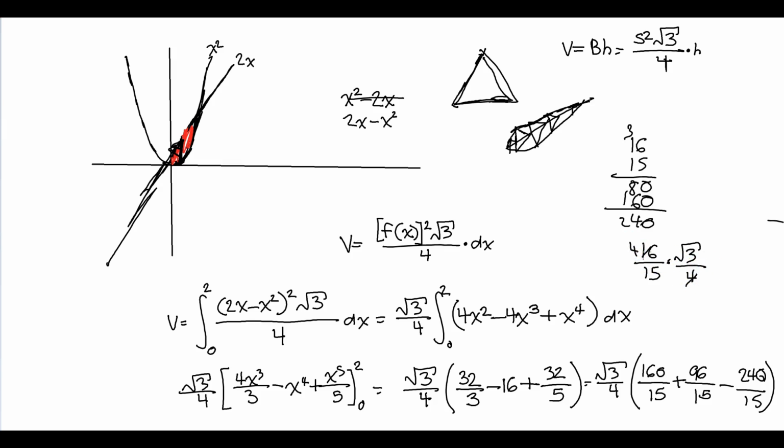So you have 16 over 15 times root 3 over 4, and you get our total volume as 4 root 3 over 15. And we're done. We just found the volume of this solid. So no matter what the region is or what the cross sections are, you can always find the volume in the same way, finding an expression for the volume of a tiny cross section and then adding all of those volumes up to get your solid.